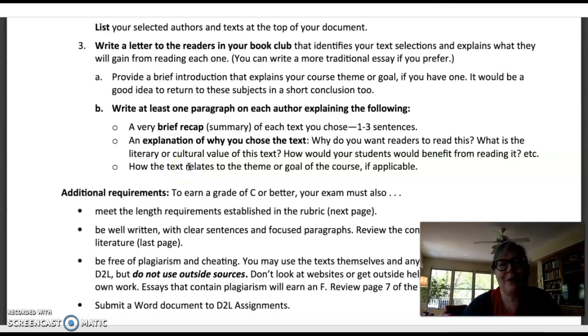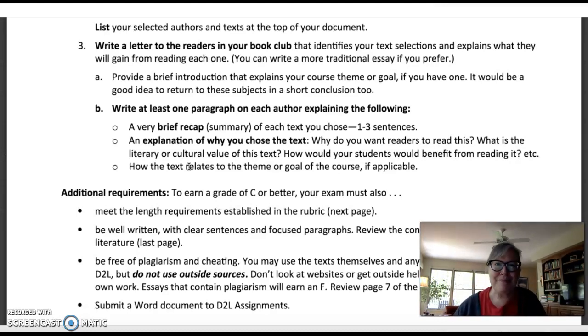Why do you want your students to read the text? Why'd you pick it? How does it fit with your larger goal for the class or the theme that you chose? Why will your students benefit from reading it? What are they going to get out of reading the text? Okay, so this is what I want your letter to cover, or a more traditional essay if that's what you'd like to do.